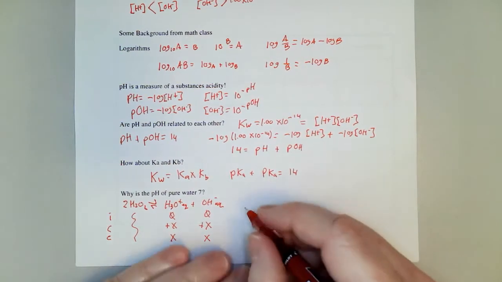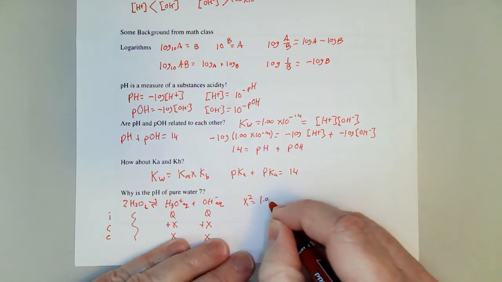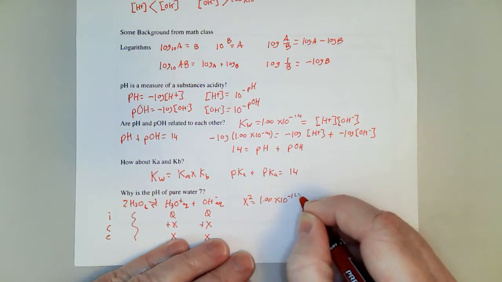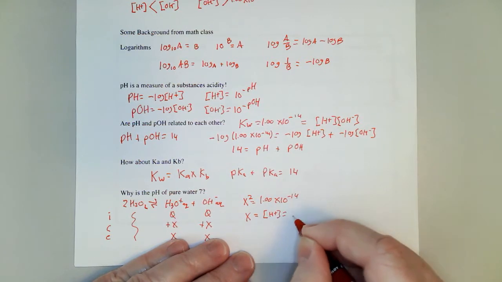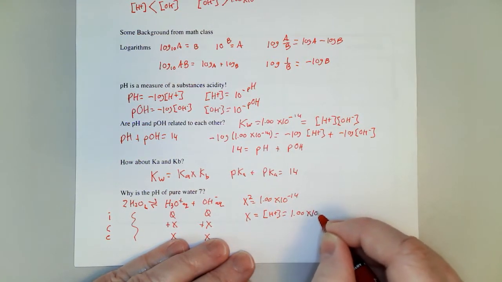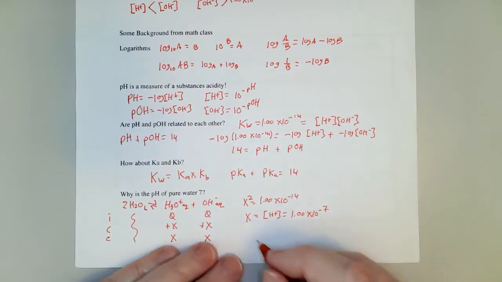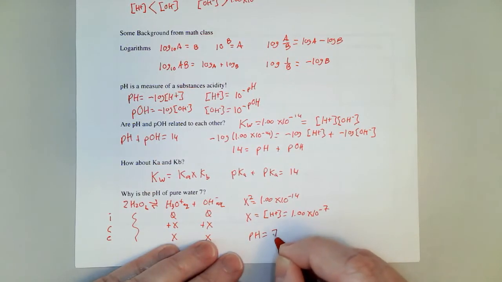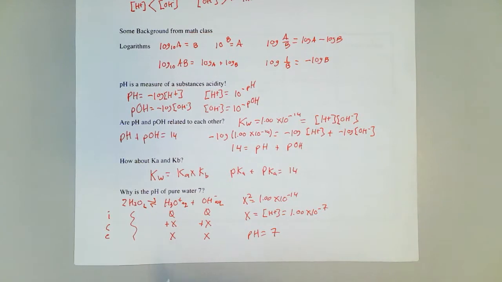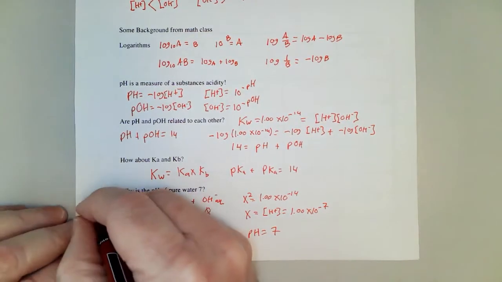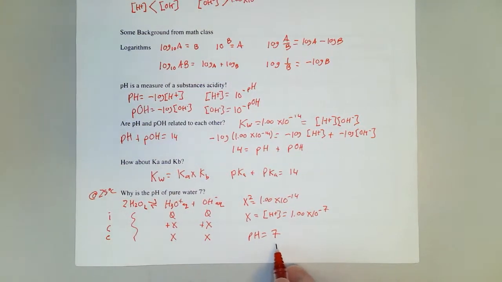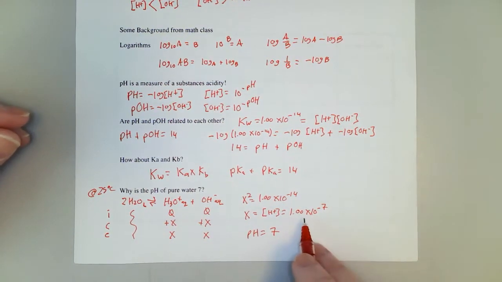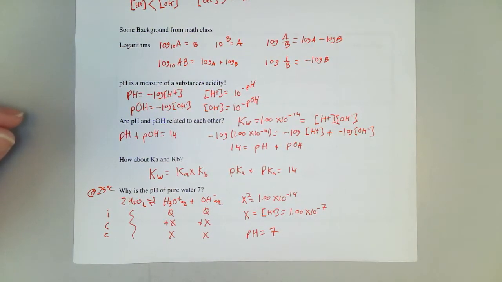Okay, so X squared must equal 1.00 times 10 to the negative 14. So X, which is equal to the H+, equals 1.00 times 10 to the negative 7. So then the pH is equal to 7. Now this reaction is endothermic. So again, I'm talking at 25 degrees Celsius. This number will get lower as temperature increases because you'll have more product and the value of Kw will increase.